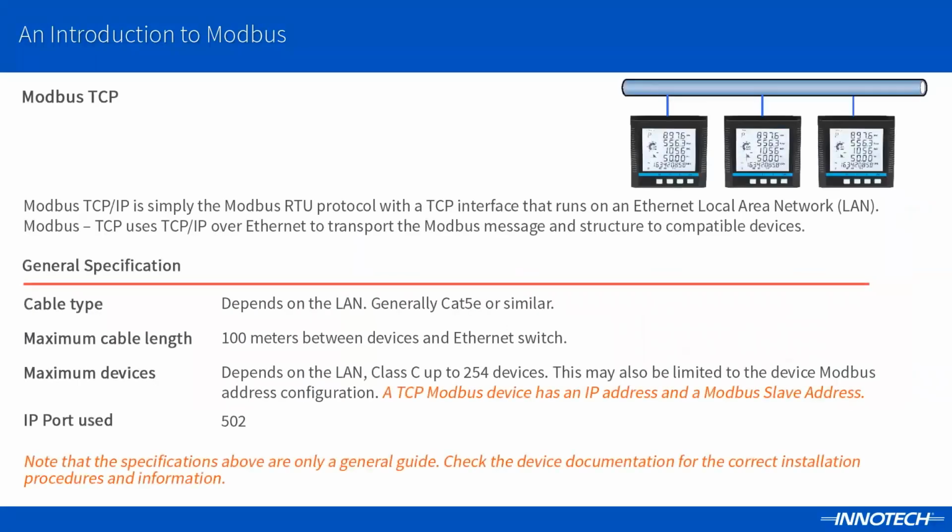Modbus TCP devices require an Ethernet connection to the local area network. This can incur a higher install cost, but can also offer many more devices connected to the system with a more flexible installation topology. The number of TCP devices can also depend on the device address limitations, so be sure to check the device documentation. Each TCP device requires an IP address and a Modbus device slave identifier address from 1 to 247.